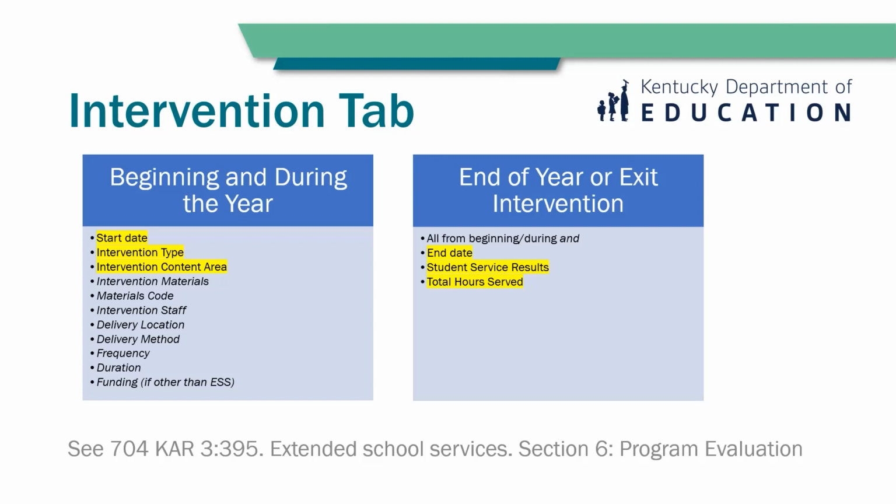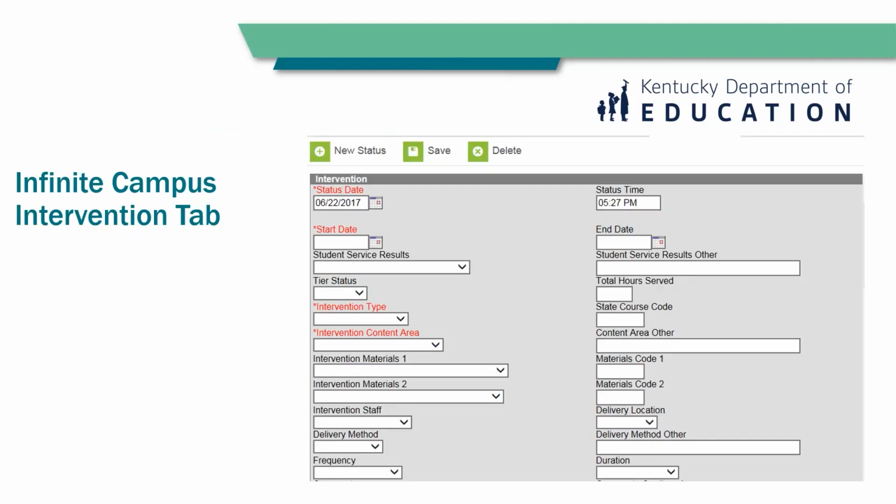And then at the end of the year, or to exit intervention, we need an end date, the student service results, and the total hours served. Here is a look at the Infinite Campus Intervention tab.